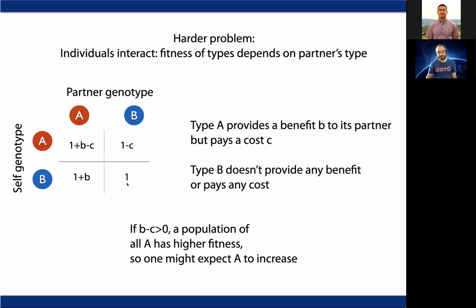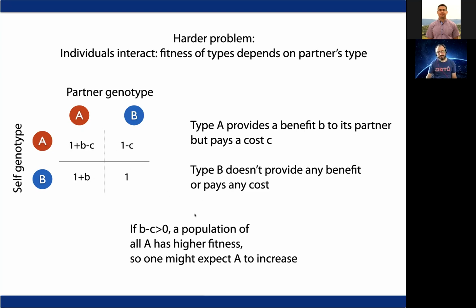So if B's and B's are interacting, they get 1. If B interacts with an A, they get 1 plus B, but they don't pay a cost C because they're not giving out any benefit. Conversely, if A interacts with B, they don't get a benefit from B because B's don't give benefits, but they do pay the cost of helping their partner, so they pay this minus C cost. And finally, if A's interact with A's, they both get the benefit from their partner because their partner is A, and they pay a cost C.